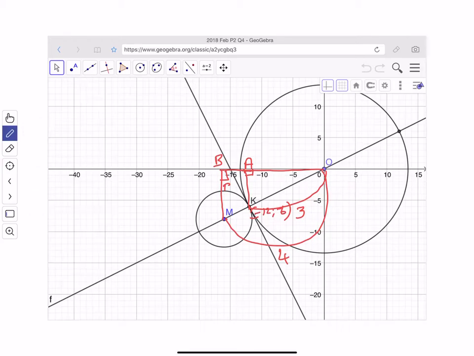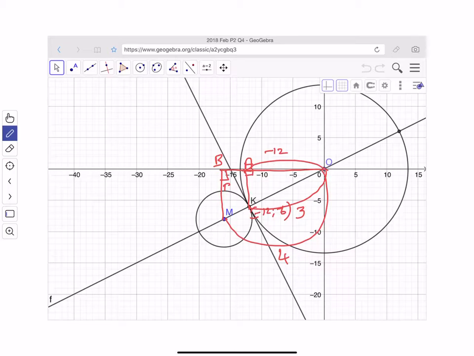Now, this OA distance we know. It is negative 12. Now the question is I need to find the coordinates of M. Therefore, if I find OB, my x coordinate of M will be OB. I hope we agree.